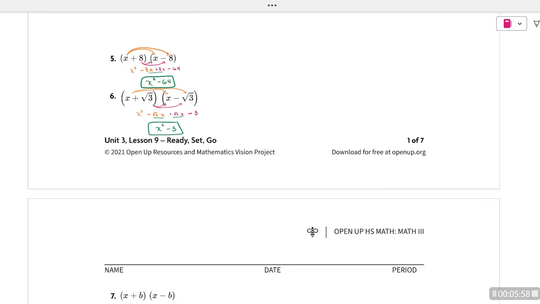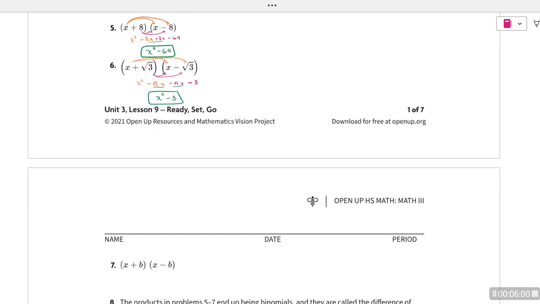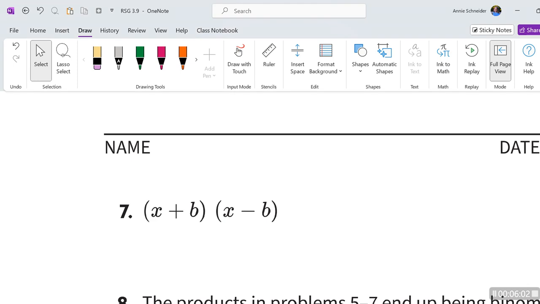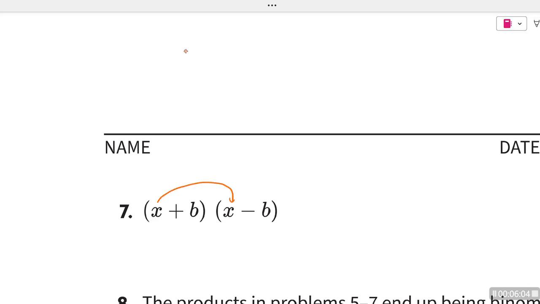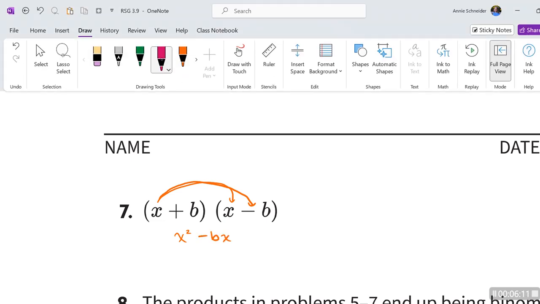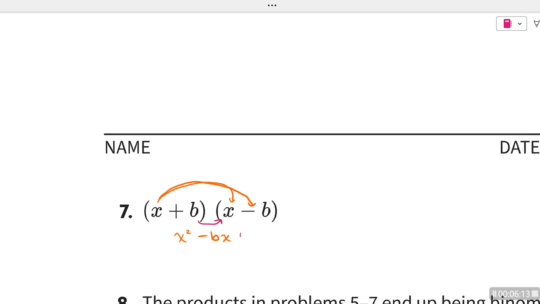So question 7, we have x plus b times x minus b. So x times x is x squared, and x times negative b is negative bx. B times x is positive bx, and b times negative b is negative b squared. So again, we have like terms in the middle that add to 0. So x squared minus b squared.